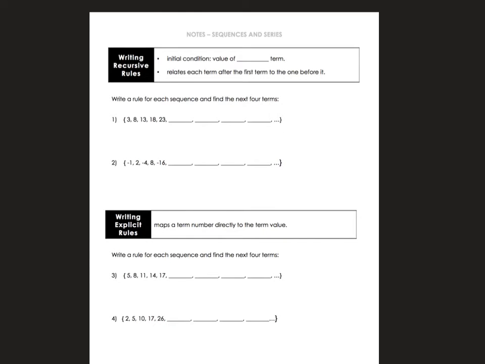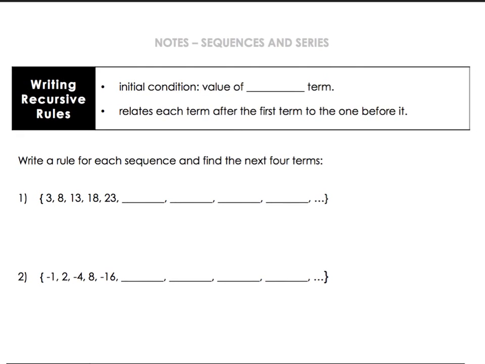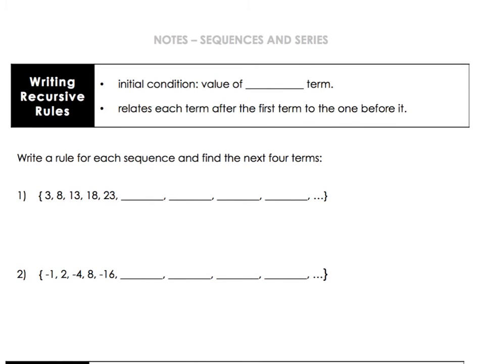So in our last examples, they gave us the rules that we were working with. And remember, rules are kind of like equations here. And they gave them to us and they said, use these. Now we're looking at how to write our own. So let's look at recursive rules to start with. So we always have an initial condition, and that's basically a value or something that you need to get started. And for us, we need the value of the first term. So this relates each term after the first to the one before.